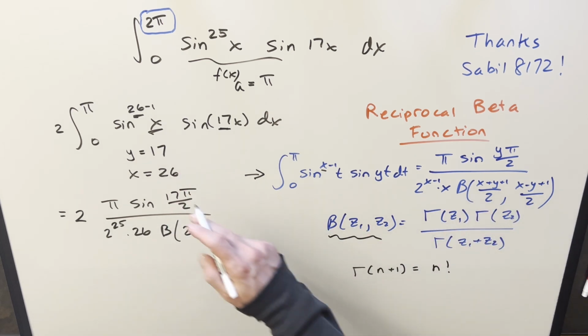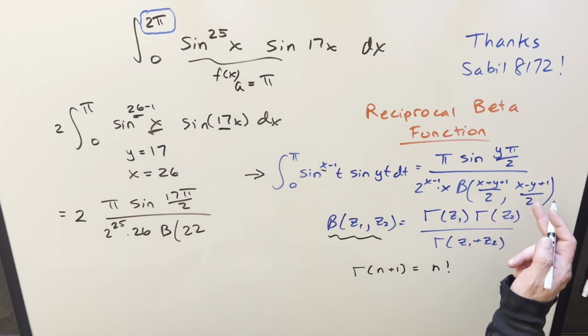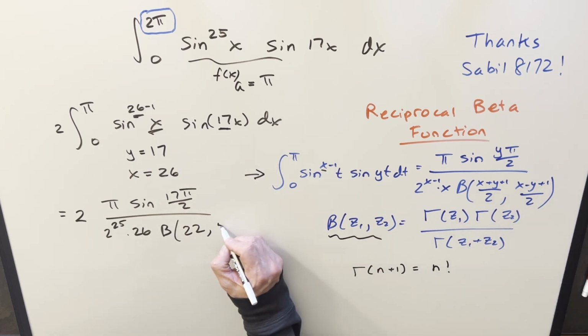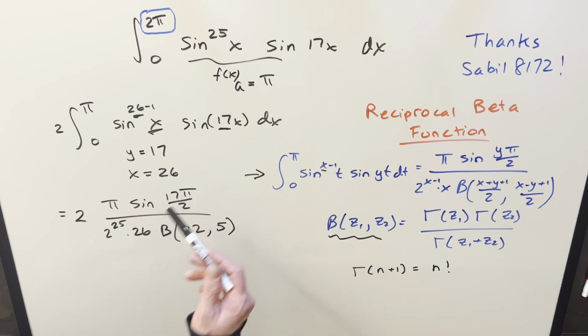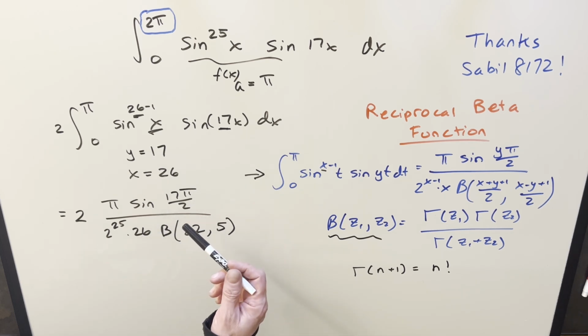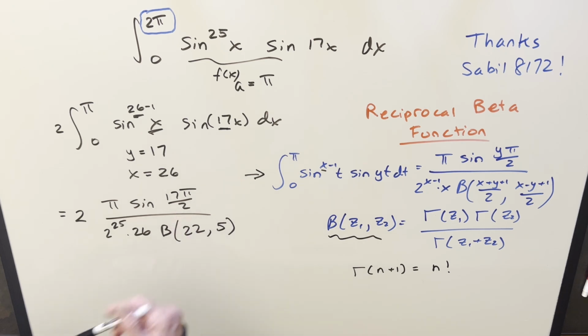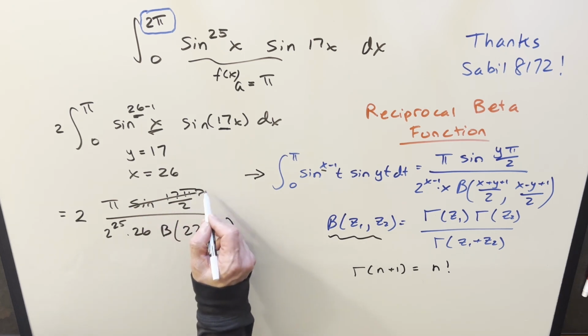And then here, x minus y, that's going to be 9 plus 1 is 10. So our second value is going to be 5. Sine of 17 pi over 2, you can think about if it was 16 pi over 2, that would be sine 8 pi. So we're starting the circle over again. So this is actually the same thing as sine pi over 2. And so this piece is just 1.